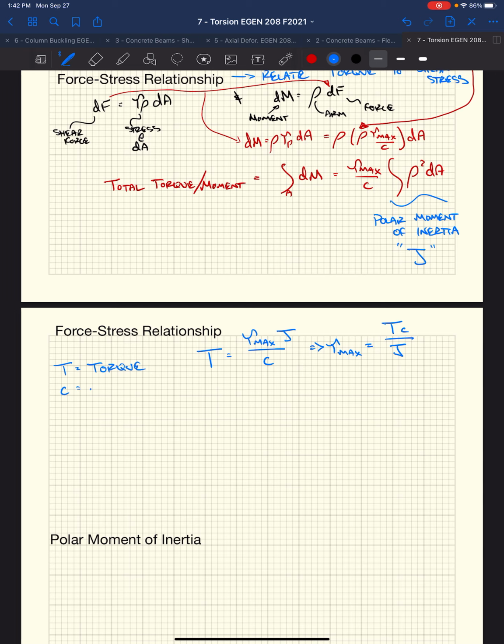Right, T is torque, C is our max radius. Tau max is just that, the max shear stress. J is our new moment of inertia, the polar moment of inertia, which is essentially just how stiff this shaft is with respect to rotation about its longitudinal axis.